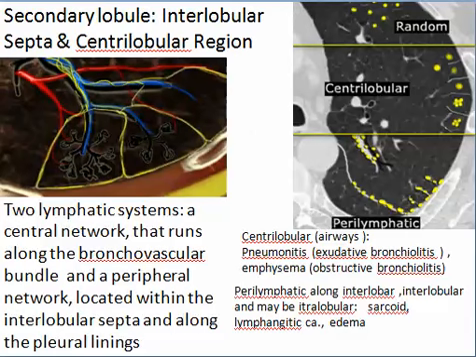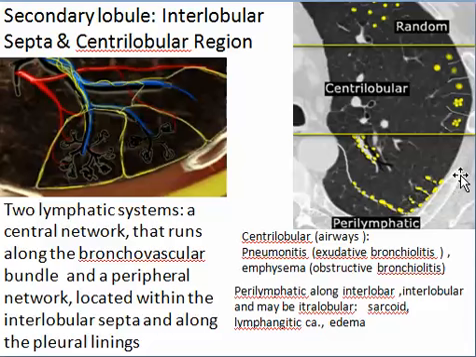You remember this secondary lobule is that part containing some alveoli, and lymphatics can go through inside the lobule or in between secondary lobules. So we have interlobular and centrilobular, or what we called centrilobular and perilymphatic. Two lymphatic systems exist: the central one along with the bronchovessels, and the peripheral one located in the interlobular septa.